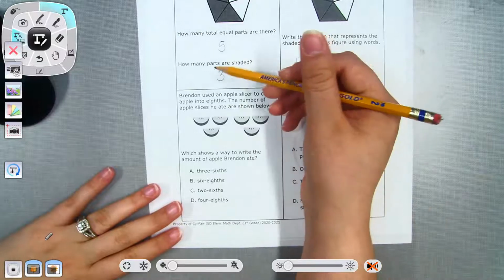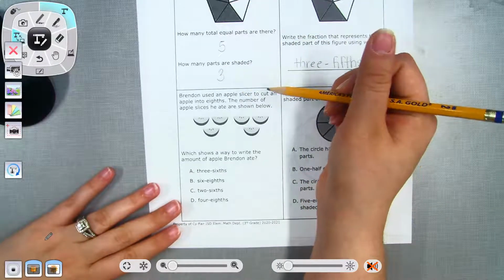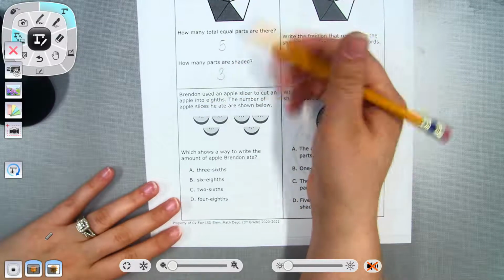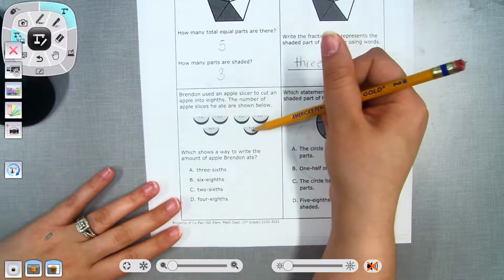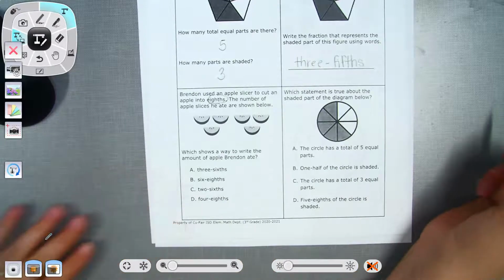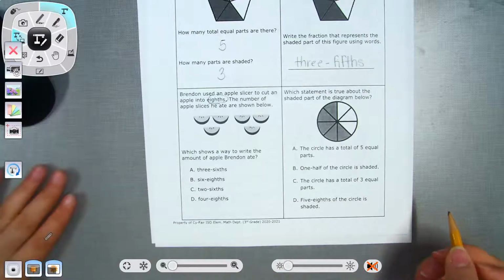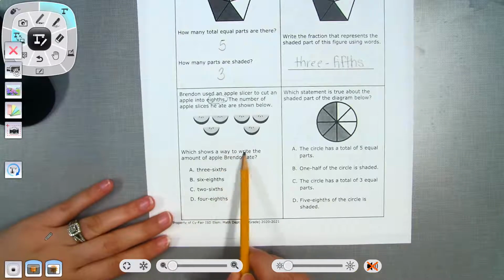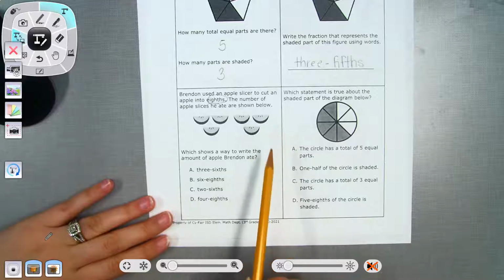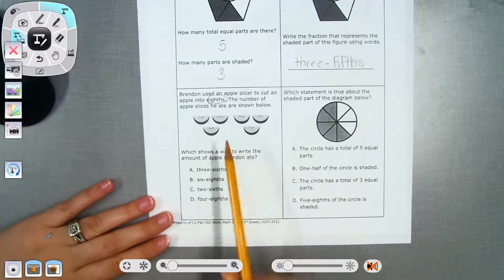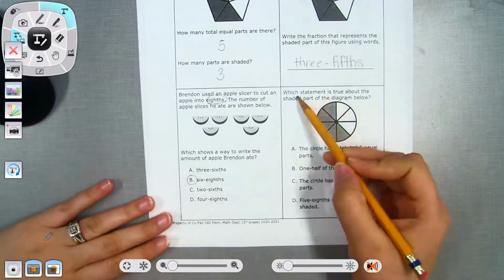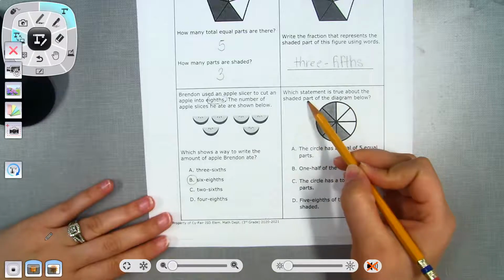Okay, so let's look at the bottom. Brendan used an apple slicer to cut an apple into 8s. The number of apple slices he ate are shown. So he ate 1, 2, 3, 4, 5, 6. So there was 8 of them, and then he ate 6 of them. Which shows a way to write the amount of apples Brendan ate. Okay, so he ate 6, and there was 8 of them. So 6/8.